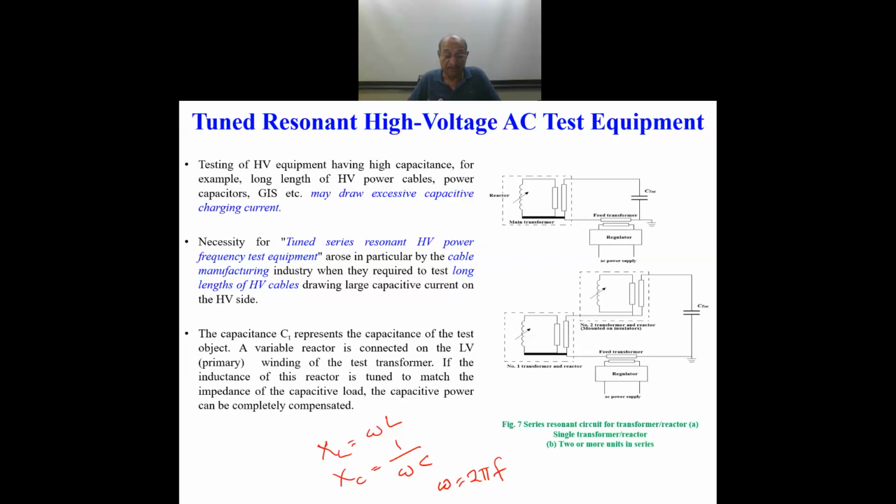So you can get an optimum frequency at which omega L is equal to 1 by omega C, that is XL is equal to XC. So you can tune the capacitive and inductive reactance by increasing the frequency of the applied voltage. So that's another way. That is why it is called the tuned resonant high voltage AC test set. The need arose particularly for high capacitive or high capacitance equipment for testing.